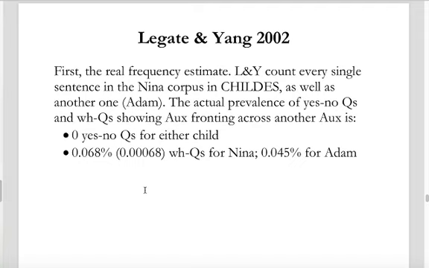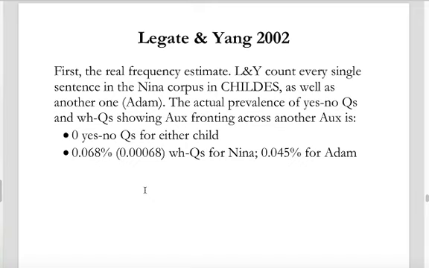First, they get a real frequency estimate. Instead of picking out one particular track in Childes that has a whole bunch of these complex WH questions with auxiliary fronting, Legate and Yang count every single sentence in the Nina subcorpus, which is where Pullum and Scholz pulled these sentences from. This is one child's data, but only one part of it. Legate and Yang count the whole corpus for that child, and they add in a second one for good measure. They find that the actual prevalence of these yes-no questions and WH questions showing auxiliary fronting across other auxiliaries, the actual lacuna sentences, the ones that Pullum and Scholz are pointing to and saying, ha, gotcha.